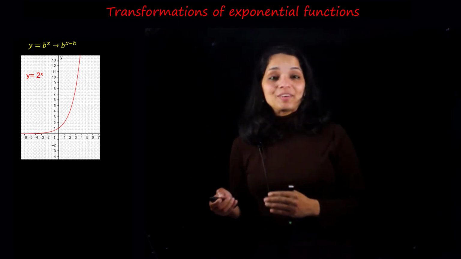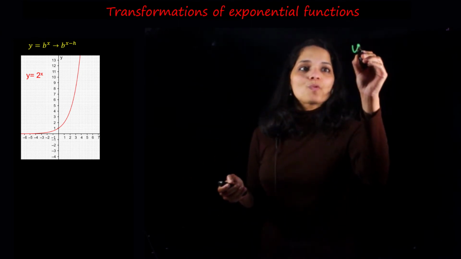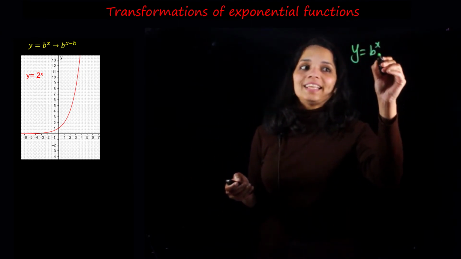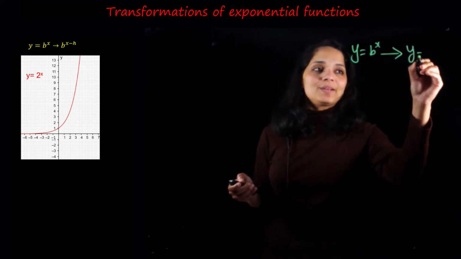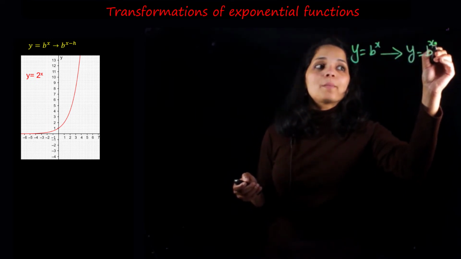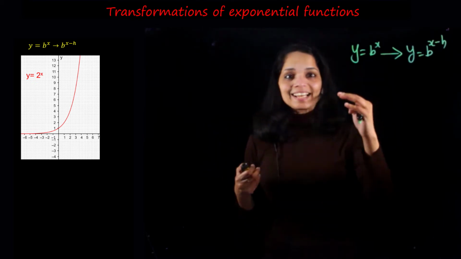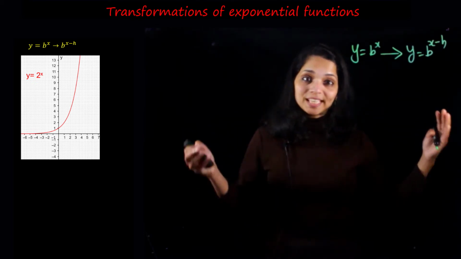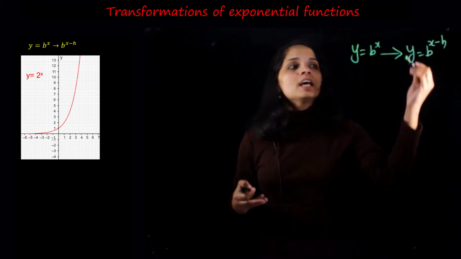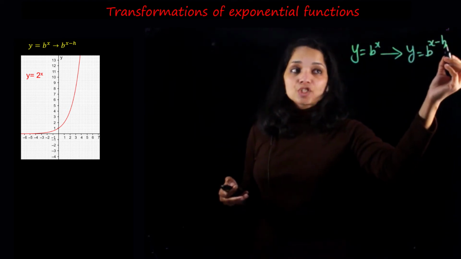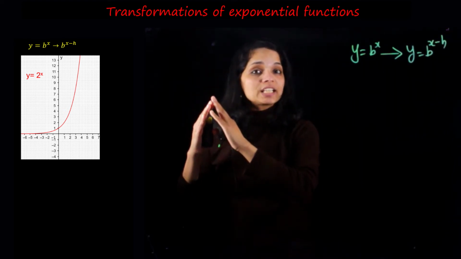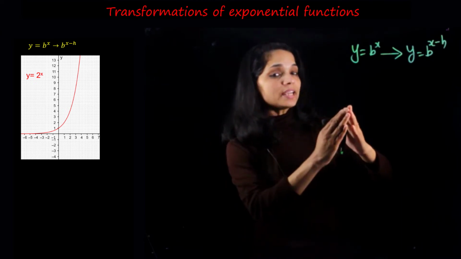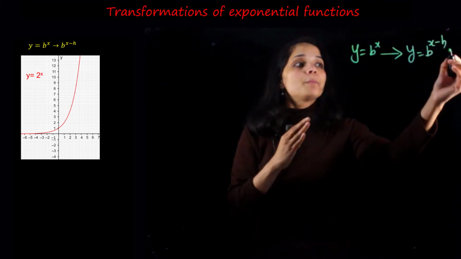Now let's deal with horizontal translation. The function y equals b to the power x is transformed to y equals b to the power x minus h. This is exactly like the horizontal translation you have seen in quadratic and cubic functions. If there is a minus h in here, the function is translated to the right along the positive x-axis by h units.